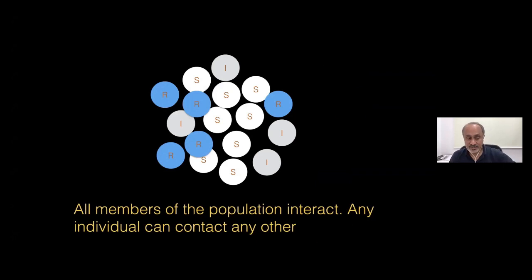The next assumption that is made, this is often a somewhat unrealistic assumption, is that all members of the population interact with each other. So any individual can contact any other individual. This is called the well-mixed approximation, or in other fields, the mean field approximation, but it usually is used to make a calculation tractable.